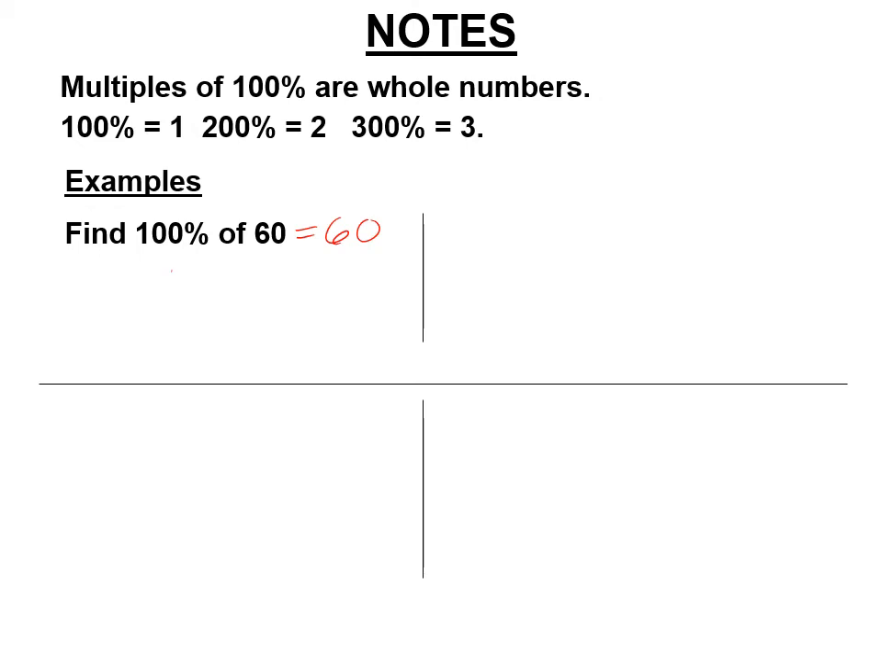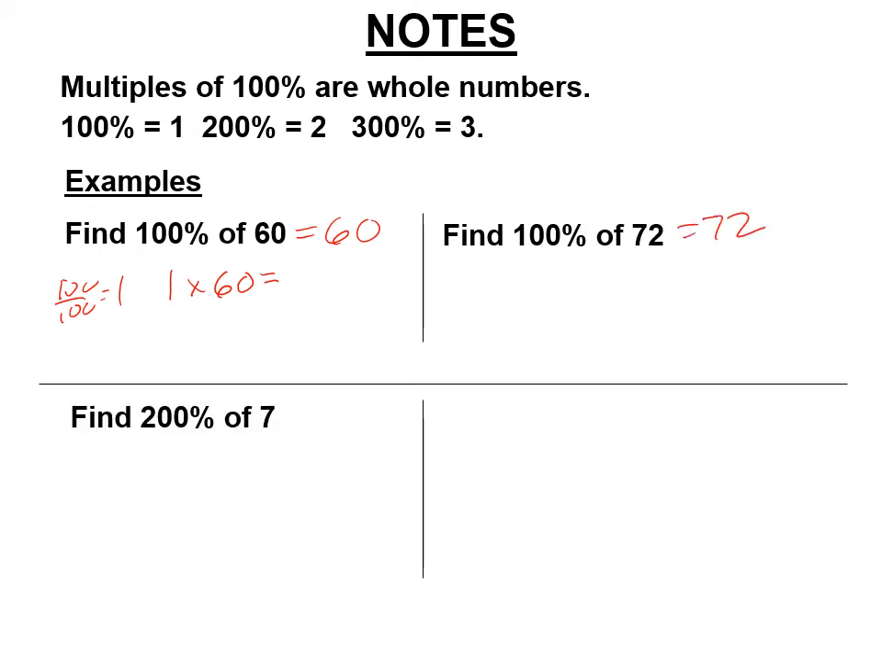100% is 1. You don't need to show this work. It's 1 times 60, because it's 100 out of 100, which is 1. 100% of 72 is 72. 200% then is twice as much. 100% of 7 is 7, so 200% is 14. Now, if you want to see the math, 200 out of 100 times 7. That's what goes on, but that just becomes 2, and 2 times 7 is 14.